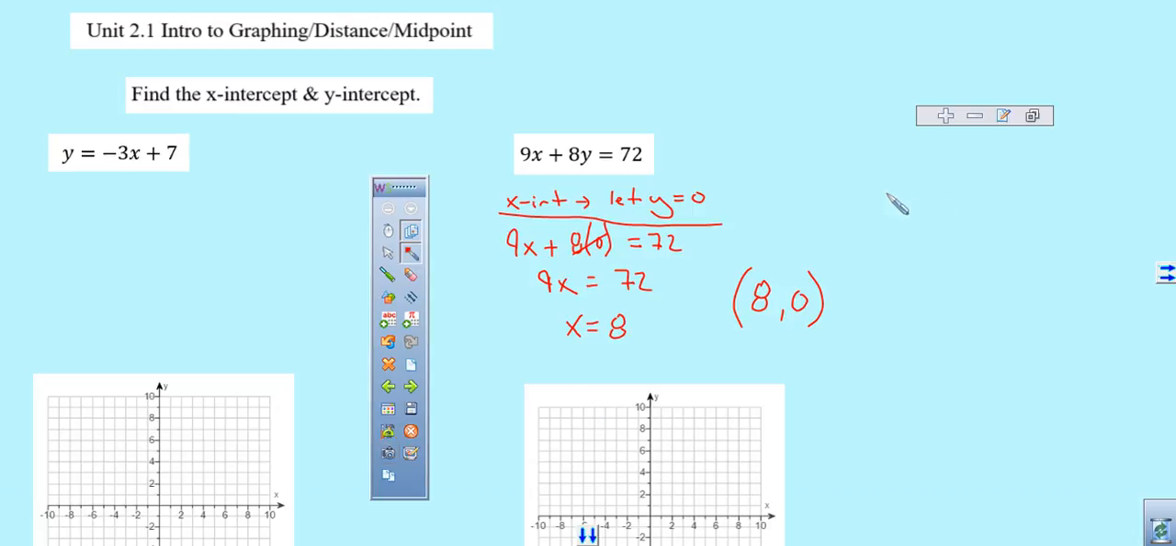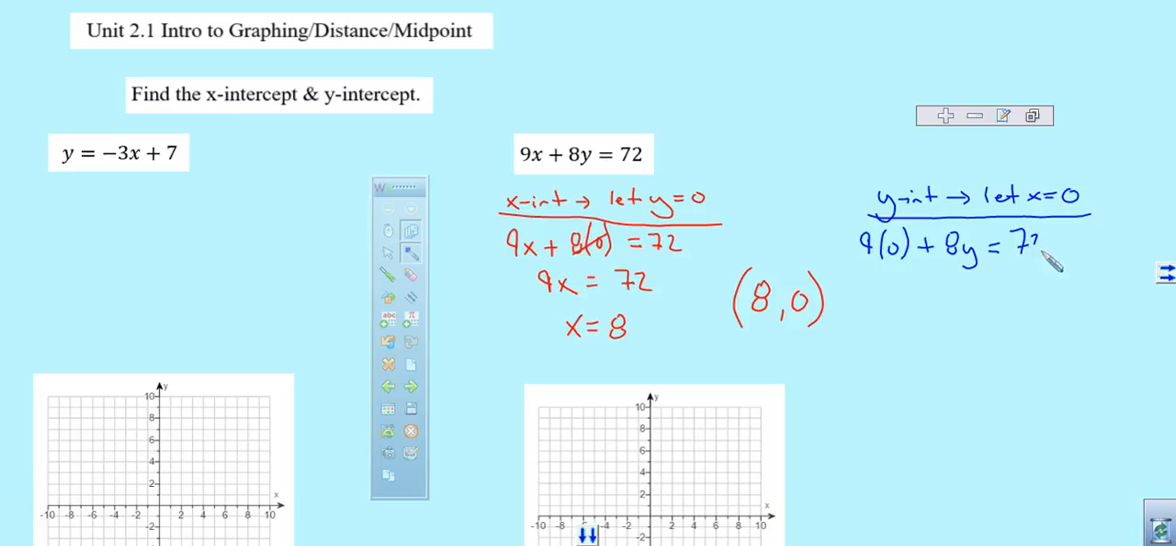Now if I want to go do my y-intercept, and I would really recommend that when you're writing this out, you actually write this out several times when you're practicing, because it'll help you memorize the process. And so we plug the x equals 0 in, so that'd be 9 times 0 plus 8y is equal to 72. Some good housekeeping here. That turns to 0. I bring down my 8y is equal to 72. I divide by 8, and I get y equals 9, which means that my y-intercept occurs at (0, 9).